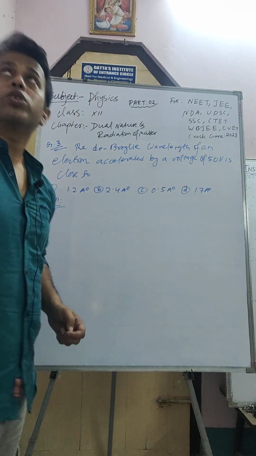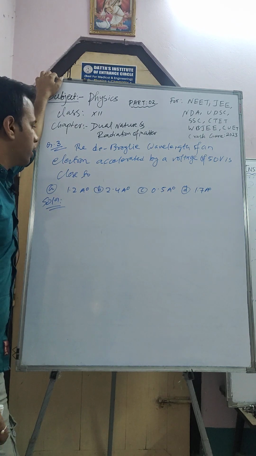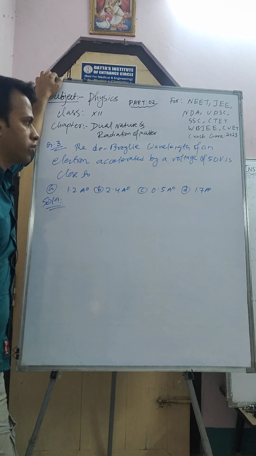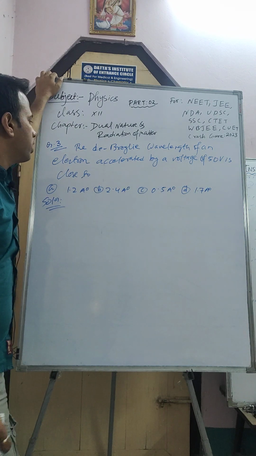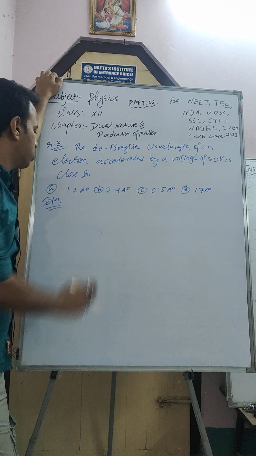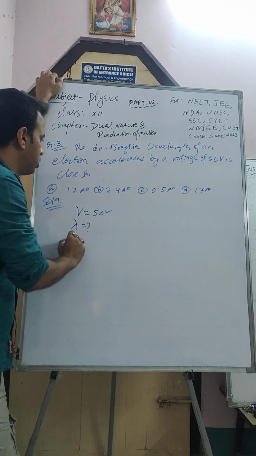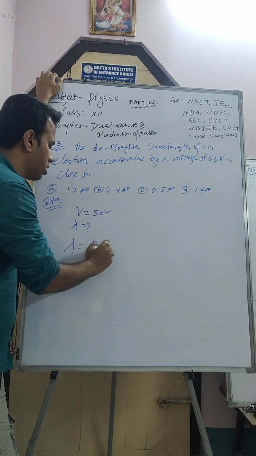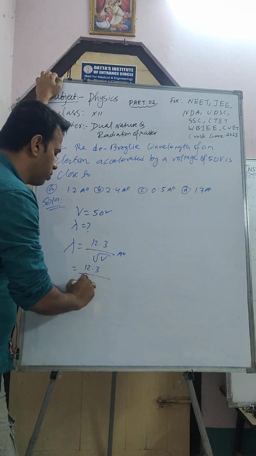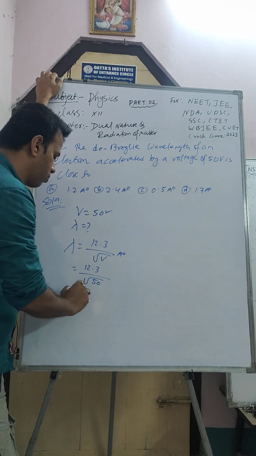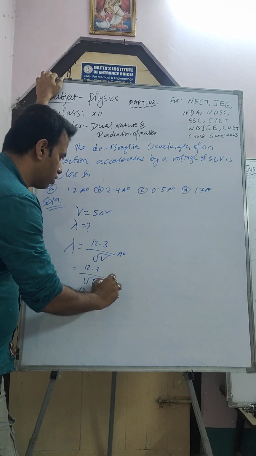Okay, our next question is like that: the de Broglie wavelength of an electron accelerated by a voltage of 50 volt is close to what? We have to find out. So de Broglie wavelength of electron accelerated by a voltage of 50 volt. So here given V is 50. So lambda we have to find out. So we know that lambda equal to 12.3 by root over V Angstrom. So 12.3 by root under V. V is 50. So root over 50 means it will be 5 root 2 Angstrom.